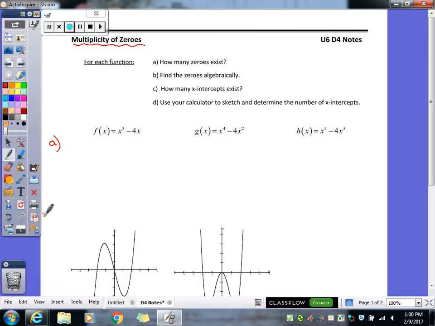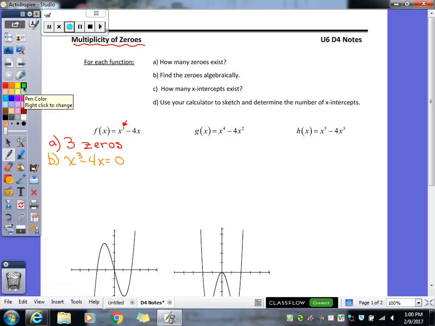So letter A wants us to figure out how many zeros exist. If I am looking at my f of x function, how many zeros do we have? 3. Our largest exponent is a 3, therefore we have 3 zeros. B, they want us to now find these zeros algebraically. So we're going to set this equal to 0.